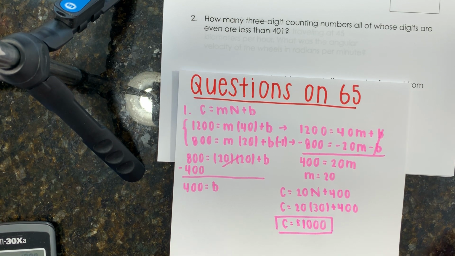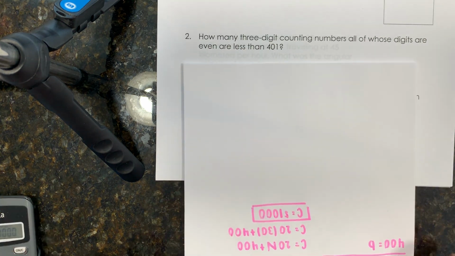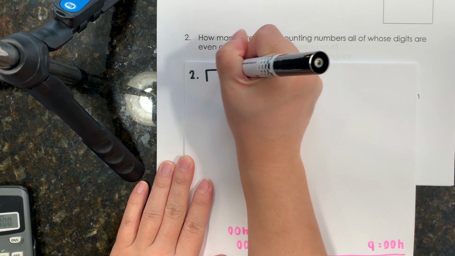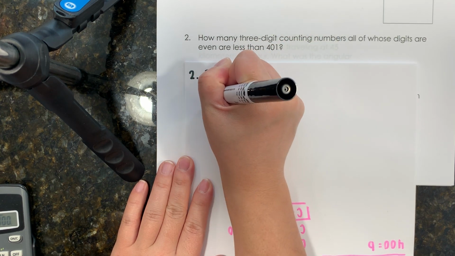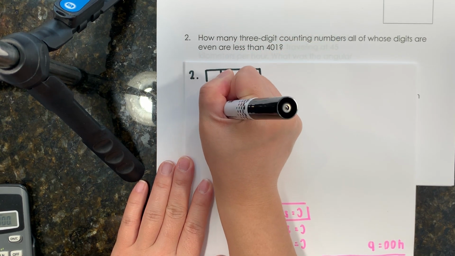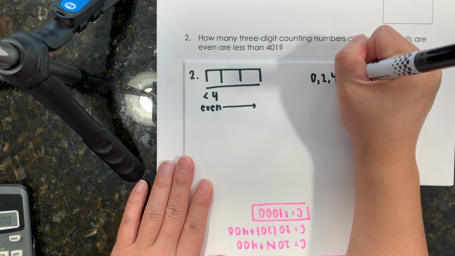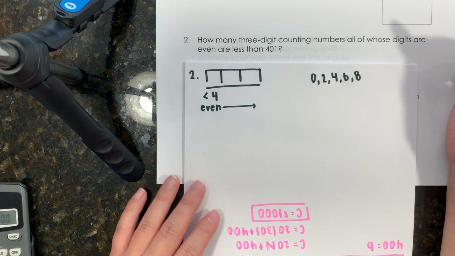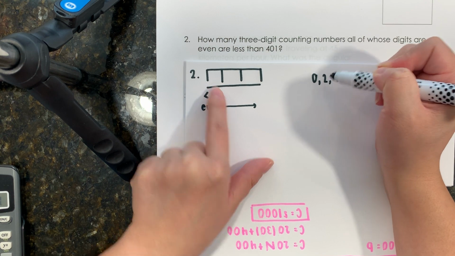Now moving on to number 2. We have how many 3-digit counting numbers, all of whose digits are even, are less than 401. Well, this one's tricky because they're actually trying to throw you off here. So I have a 3-digit counting number. If we're going to do less than 400, that means my hundreds digit will be less than 4, and all of them have to be even. So I'm only choosing from the numbers 0, 2, 4, 6, and 8. It doesn't say that repetition is not permitted, so for the hundreds spot, the digits less than 4 that I could use, I only have 1.